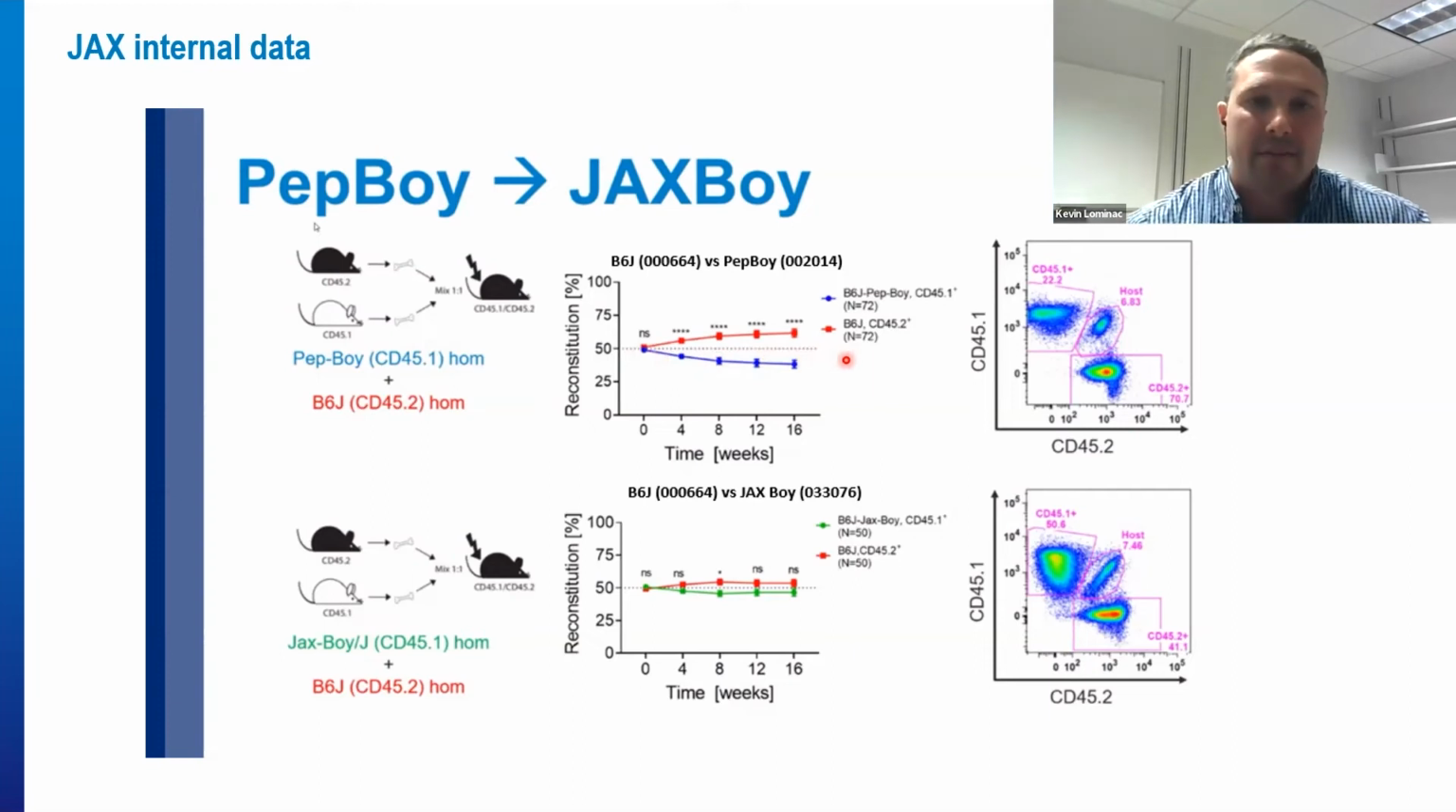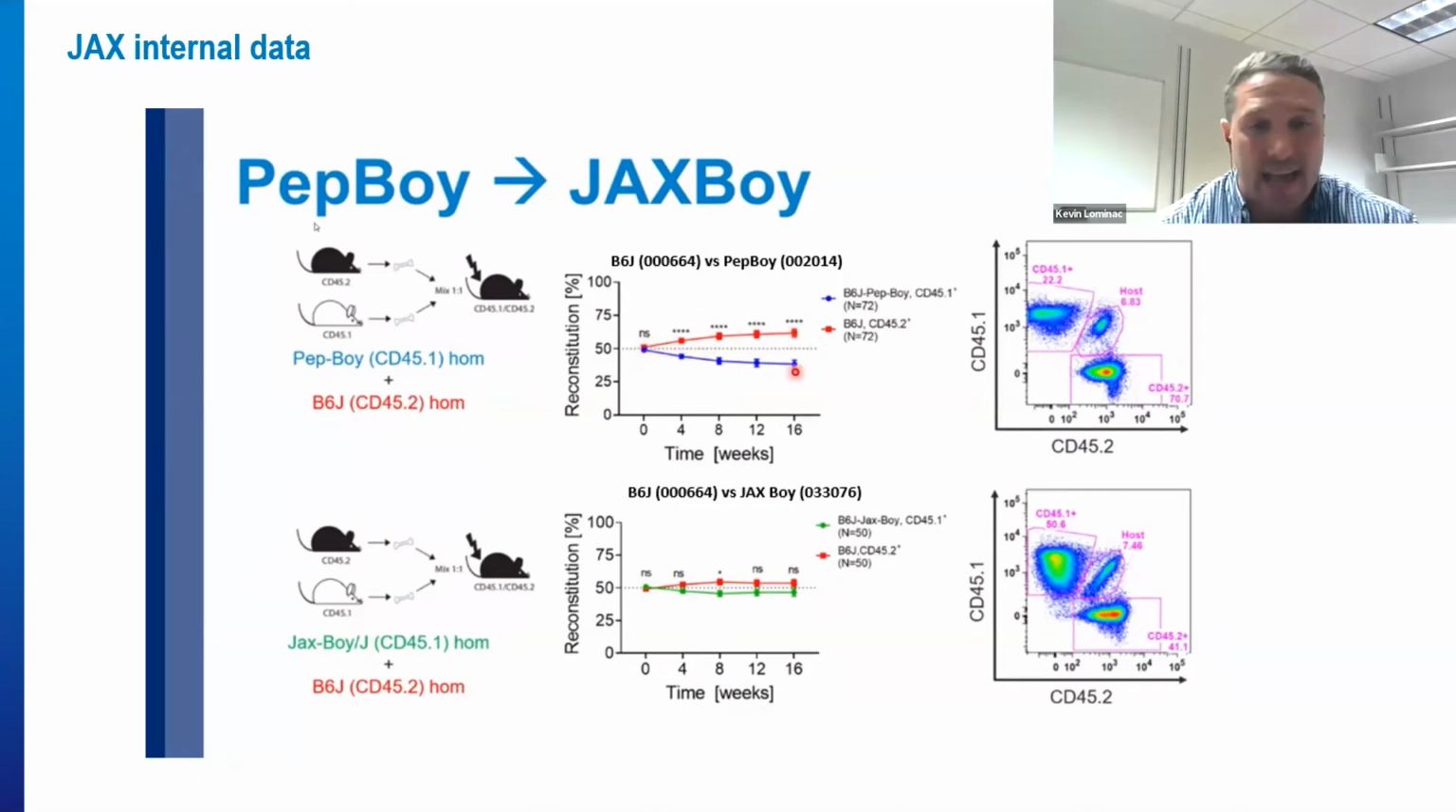When we looked at the PepBoy mouse, our traditional congenic model, what you can see is pretty quickly, and there's data here looking across 16 weeks, we track this engraftment over time, it's not equal. That host that you've put it into can tell the difference between those cells, and the cells that came from a Black 6J mouse that expresses CD45.2 are thriving and engrafting better, not only initially, but certainly over time as well, than the CD45.1 expressing cells that you got from a PepBoy mouse.